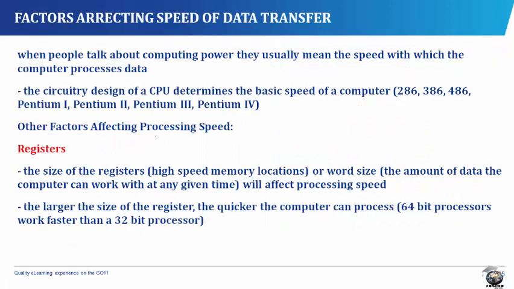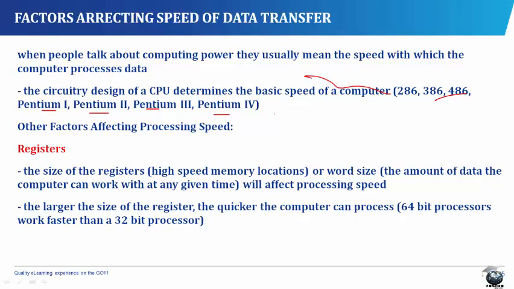Let's now talk about factors that affect the speed of data transfer. When people talk about computer power, they usually mean the speed with which the computer processes data. Now, the circuitry design of a CPU determines the basic speed of a computer. It can be 286, it can be 386 or 486. It can either be Pentium 1, Pentium 2, Pentium 3, Pentium 4, and as we have today, Pentium M, dual core, and others.